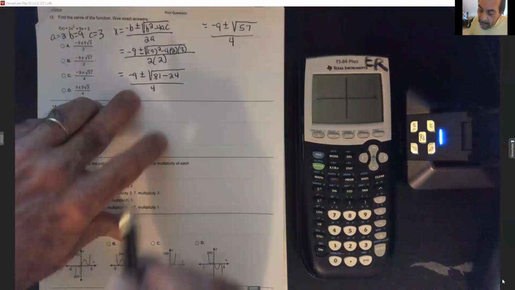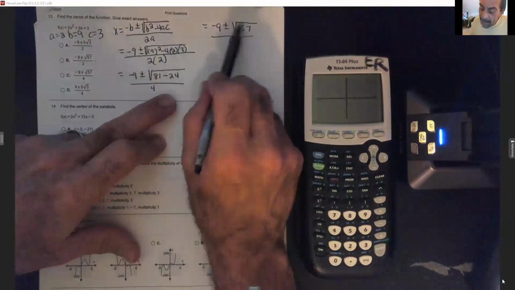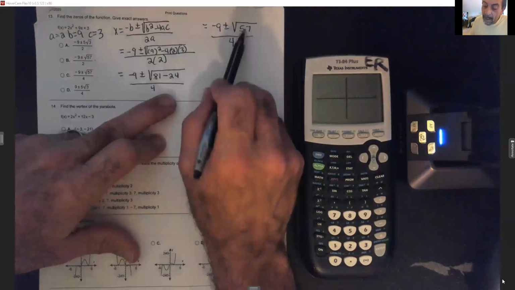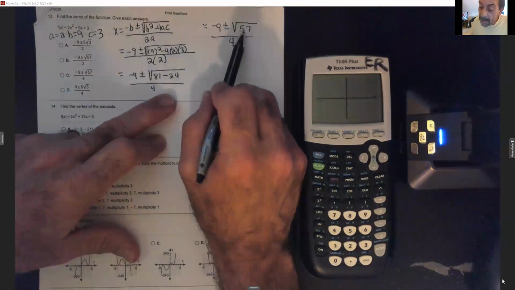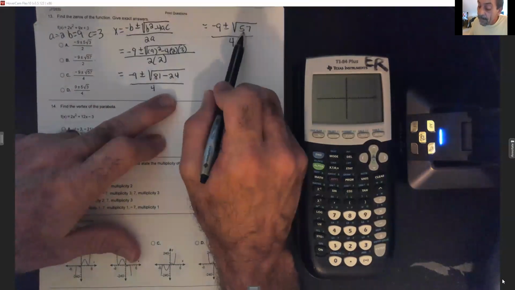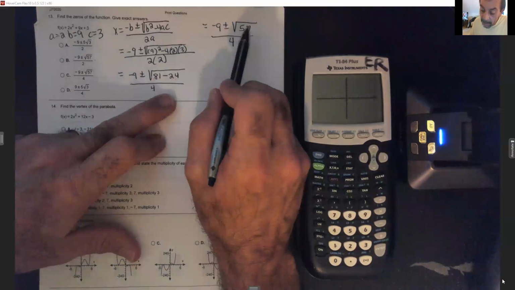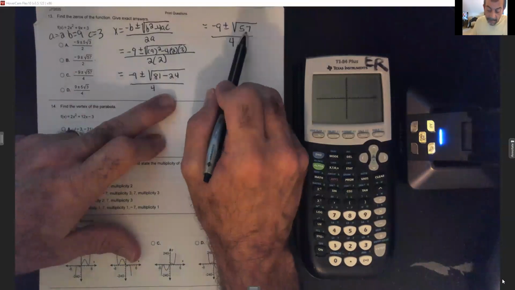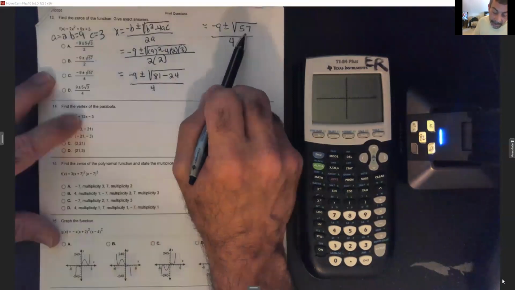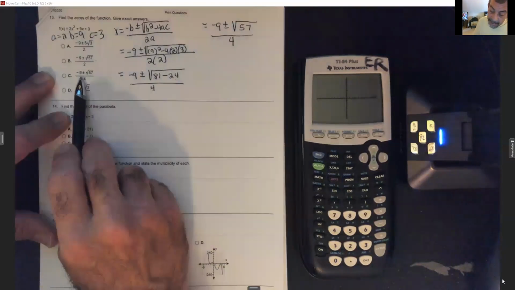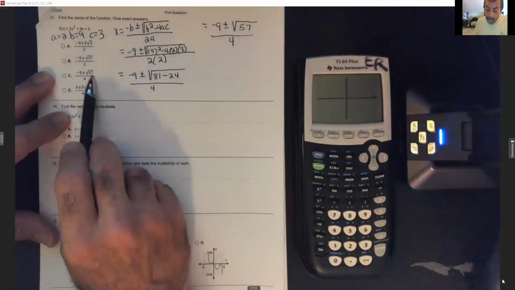So y'all, for me to go any further, I would have to be able to simplify that square root of 57, which I cannot because it does not have any factors that are perfect squares. So since it will not simplify any further, that would be my final answer. And let's see, negative 9 plus or minus square root of 57 over 4 would be C.